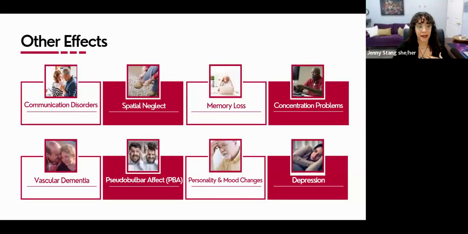So what are some other effects that aren't necessarily physical, but can definitely come into play after a stroke? There are communication disorders that can come across after a stroke, like aphasia, apraxia, oral apraxia. These all may occur, and these can be difficult to distinguish because they can all kind of happen at the same time. So I'm going to go through them very quickly here.